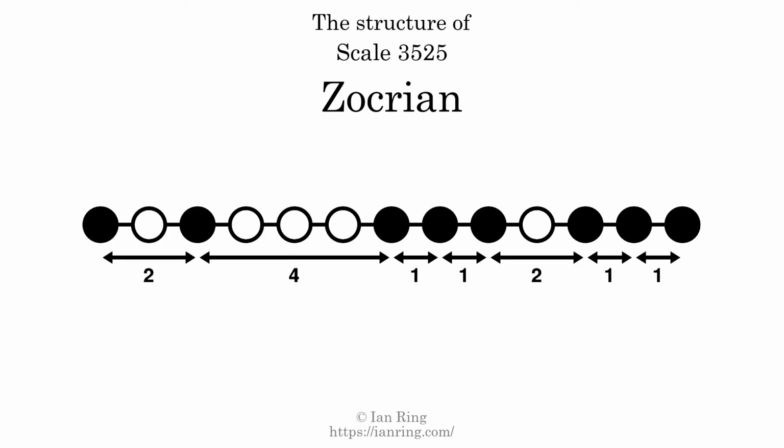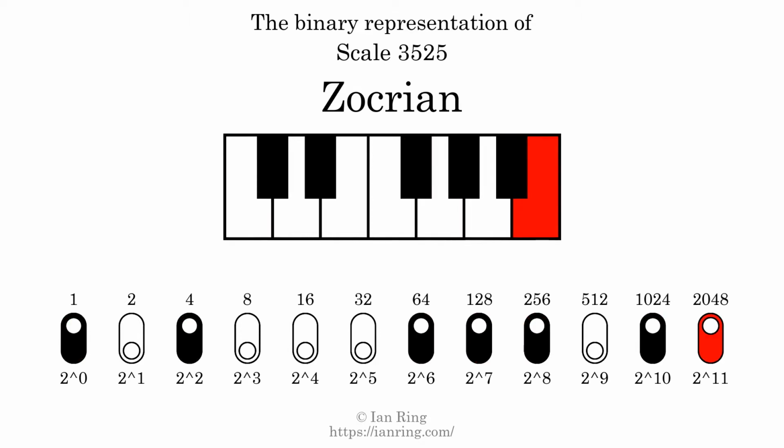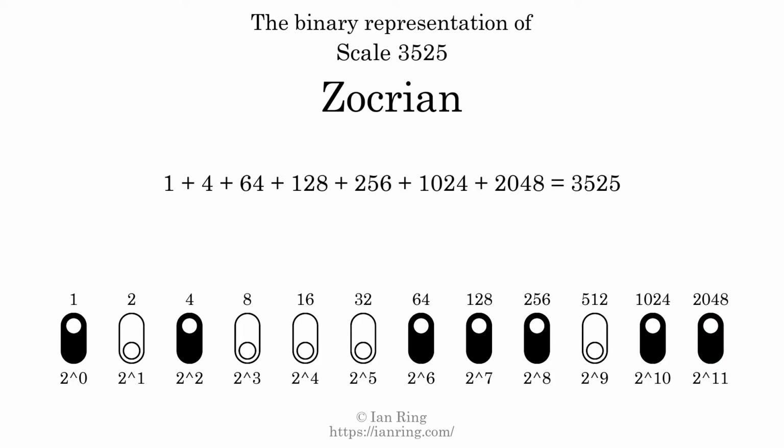The structure of a scale is a description of the interval distance between each successive tone. This scale has a structure of 2, 4, 1, 1, 2, 1, 1. The binary representation of this scale is determined by mapping tones of the scale to binary digits. Each binary digit represents a power of 2. To get the scale number, we add the powers of 2 together.